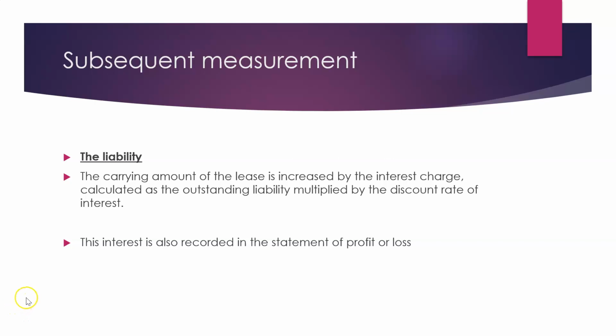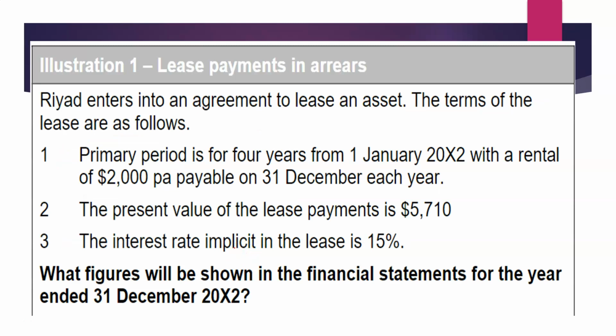Okay, right. So let's look at part two, and here we're looking at subsequent measurement. We have briefly talked about subsequent measurement already, but really here we're just talking about what happens post initial recognition of that initial liability, and it's what you expect for your classic financial instrument, amortization of loans and of bonds. That's a similar principle. Carrying amount here is literally increased by the interest charge, which is the outstanding liability multiplied by the discount rate. And that finance cost is recorded in the statement of profit or loss.